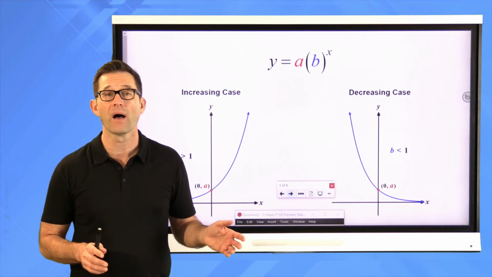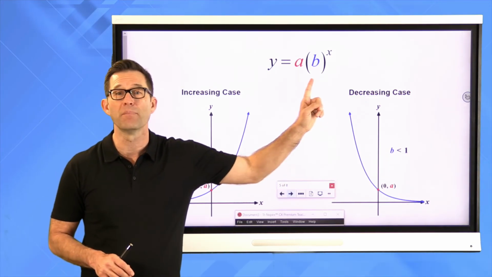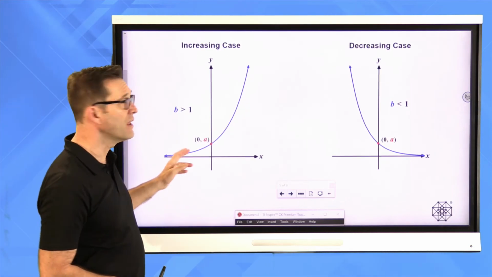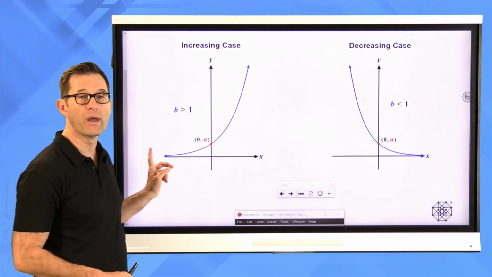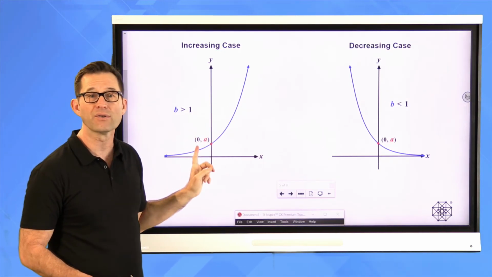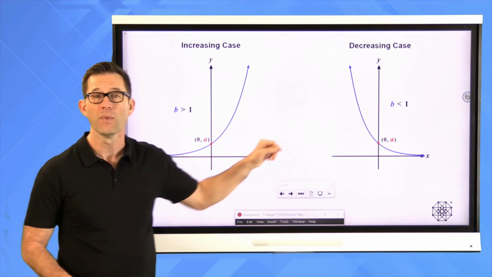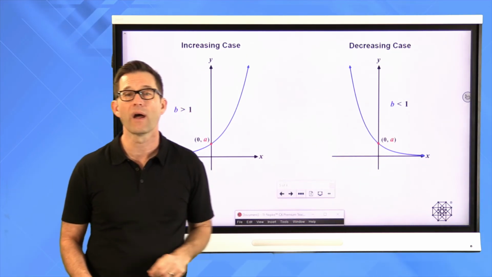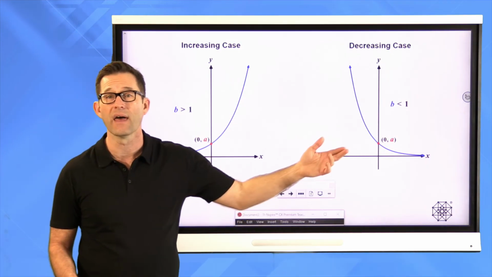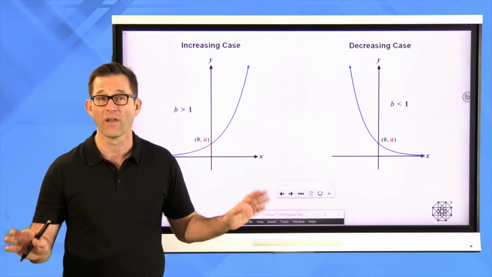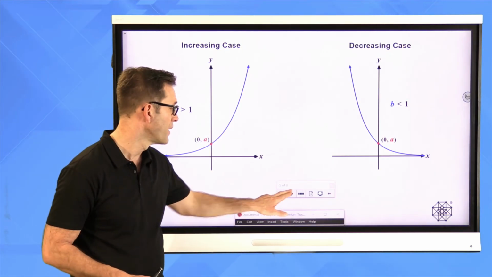Here it's not about positive and negative, it's about whether or not b is greater than 1 or less than 1. When we have the increasing case, b is greater than 1, we're going to always see a graph that kind of looks like this. The y-intercept again is always that a value. In the decreasing case, where b is less than 1, we're always going to get a graph that somewhat looks like that, again, where a is your y-intercept. That doesn't change at all. A is always your y-intercept.